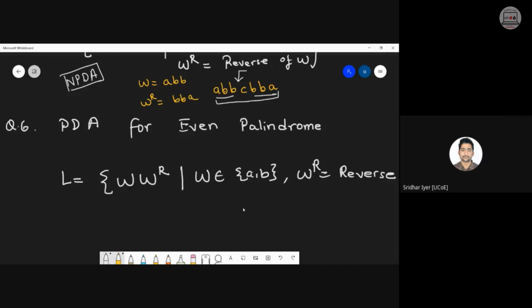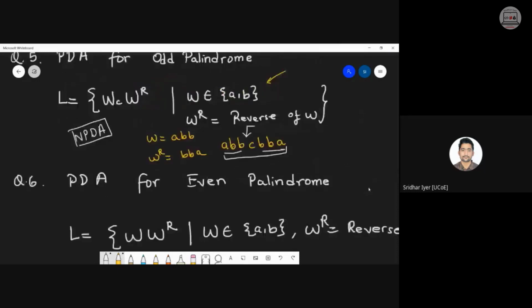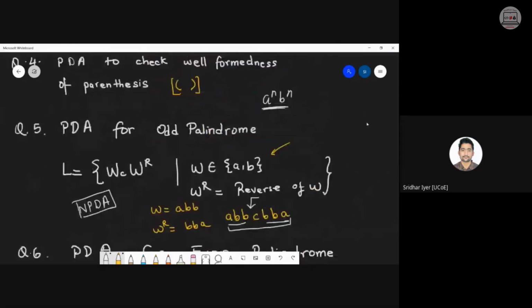Look at what is written in the question, Ayush. It is WCWR, where the type of input has been given. It has to be WCWR, and W is made out of A and B. C is part of the input, where we have defined what W is. The question is formed exactly like that, WCWR, where W belongs to A, B, and W is made up of A, B. Understood?